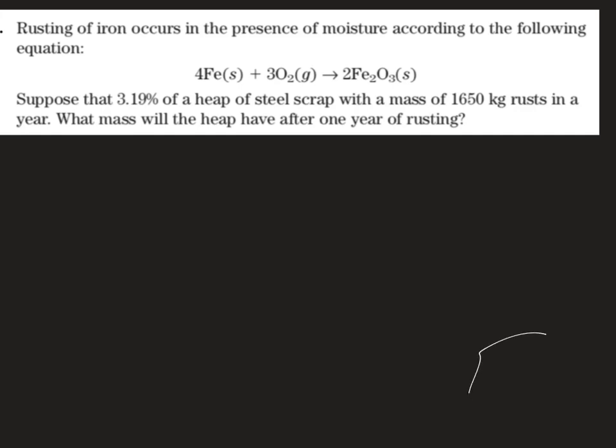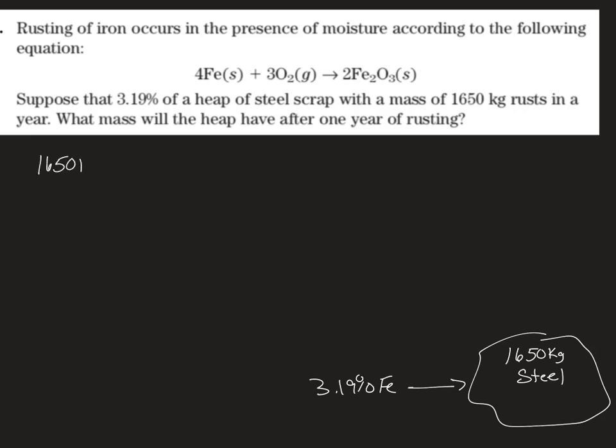So in this problem, the challenge is to figure out what this 1,650 kilograms of stuff is. Well, that 1,650 kilograms is steel. And 3.19% of that steel is iron, we're told. And it's iron that's going to react with oxygen. So we need to figure out the mass of iron that's in 1,650 kilograms of steel.